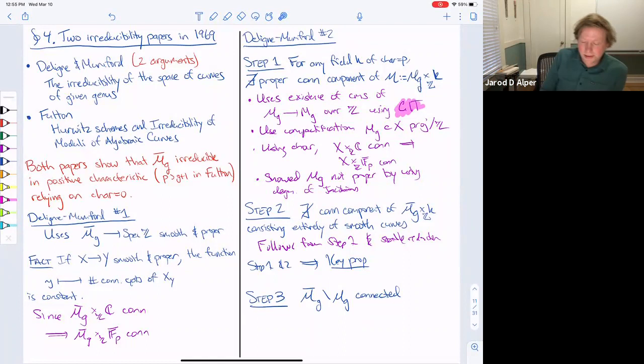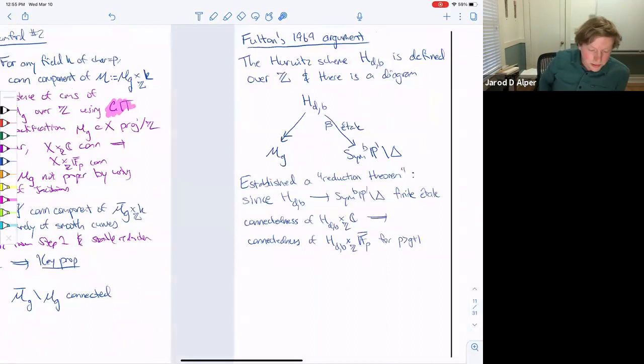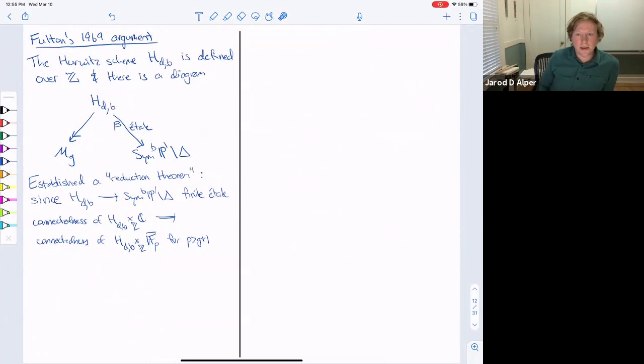And finally, just to go very quickly over Fulton's argument in 1969, just to give some historical perspective. His approach didn't use properness, but his strategy was that he wanted to define the Hurwitz scheme. He defines it over Z. And so he showed that our picture over the complex numbers extends to a picture over the integers. And he showed that this map was finite as long as the characteristic was bigger than the genus. It actually fails, there's a discussion in that paper. It's just not finite in low characteristic.